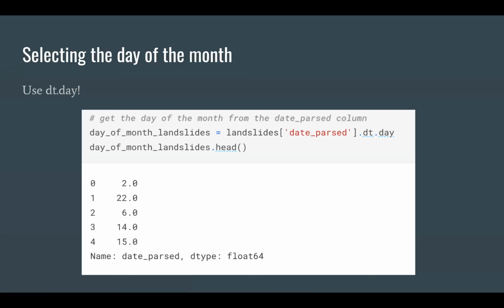Selecting the day of the month. If we try to get the same information from the original date column, we will get an error: AttributeError, can only use .dt accessor with datetimelike values. This is because dt.day doesn't know how to deal with a column with the dtype object. Even though our data frame has dates in it, we have to parse them before we can interact with them in a useful way.